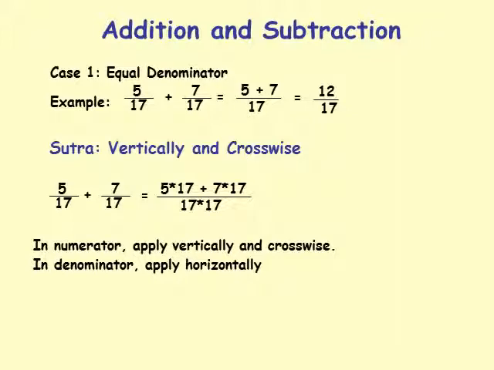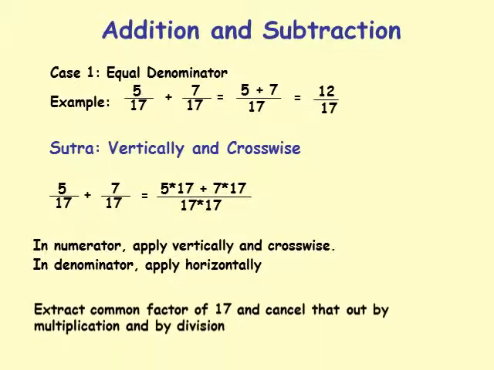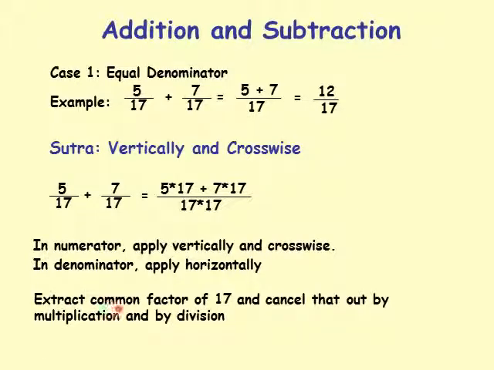Let's continue here. In the numerator we have 5 times 17 here and 7 times 17 here. In the denominator we have 17 times 17. Let's see what happens now. There's a common factor of 17, and we cancel it out by multiplication and division. So 17 is a common factor. We extract that out and cancel it. 17 times 17, cancel the common factor, and we're left with 12 over 17, the same answer.